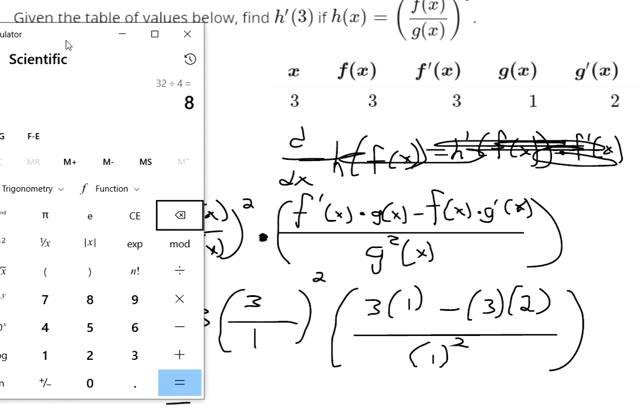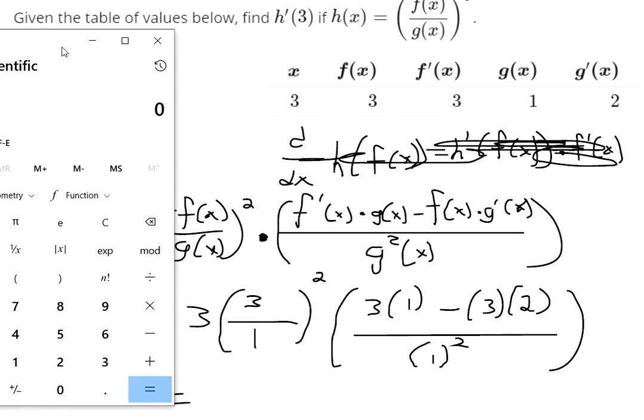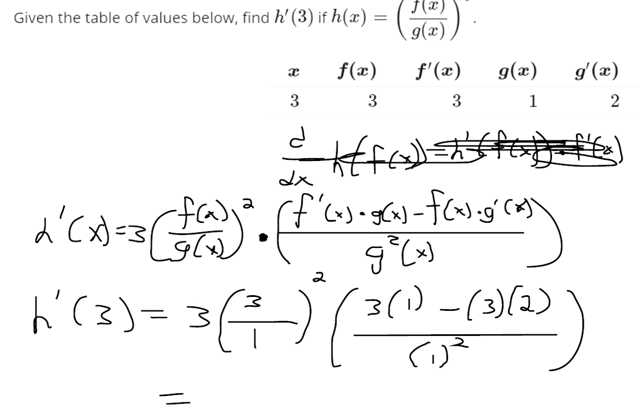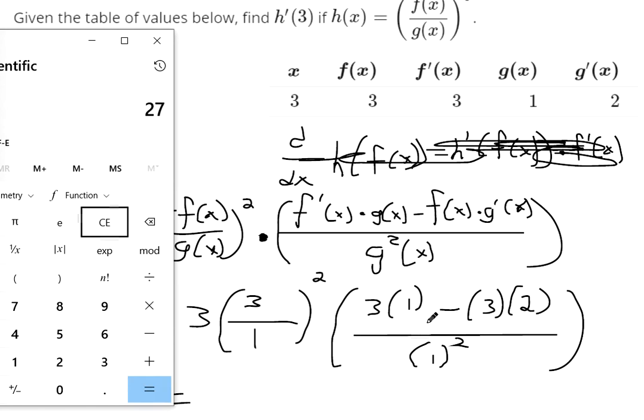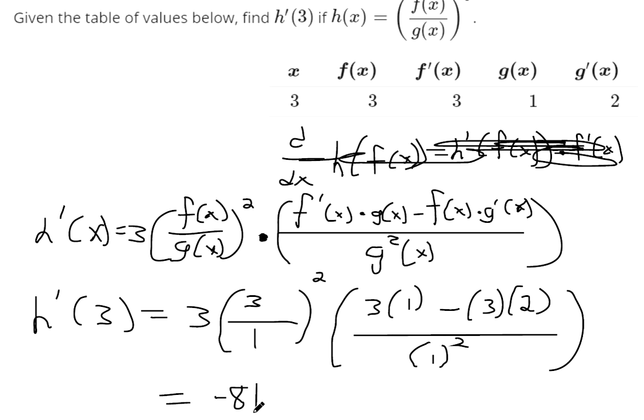So 3 divided by 1 is 3. 3 squared is 9. 9 times 3 makes 27. Oopsie daisy. And then over here, 3 minus 6 makes negative 3. Negative 3 divided by 1 makes negative 3. So this is 27 times negative 3. So it looks like negative 81 is our answer.